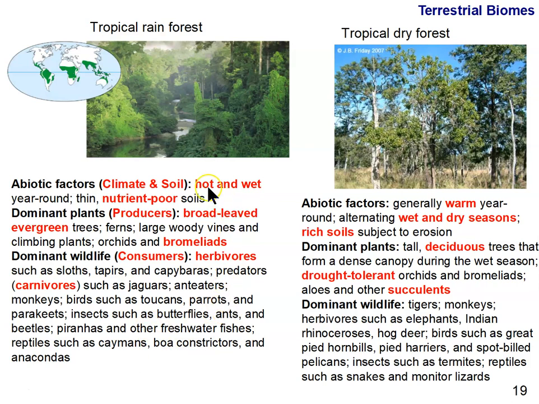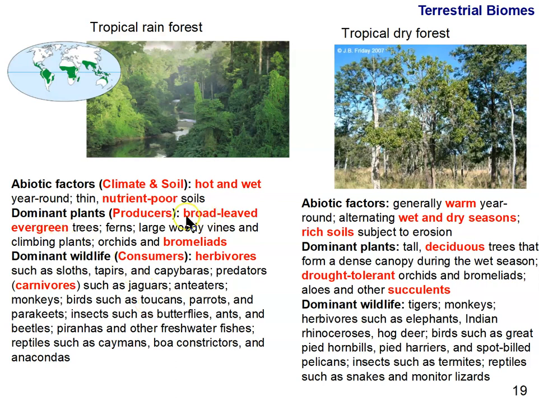So that's hot and wet, year-round, nutrient-poor soils, and that's something you might not think about, but because it's so wet, there's so much rain, it washes all the nutrients out of the soil. That's a process called leaching that produces relatively thin, nutrient-poor soil. So the nutrients are all locked up in the plants, and the plants then, when they die, they decompose and put the nutrients back into the soil, but that cycle is very fast so that the nutrients don't build up in the soil very much.